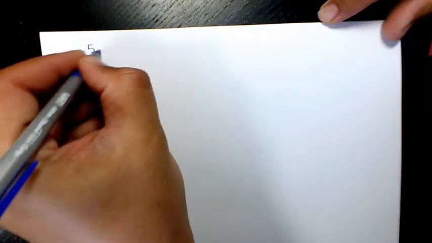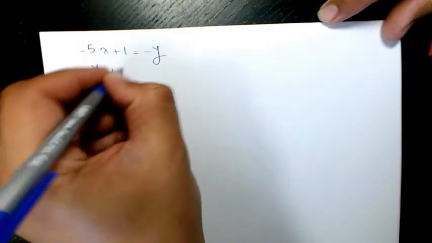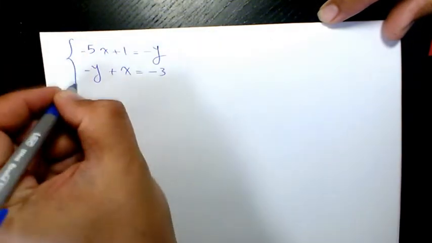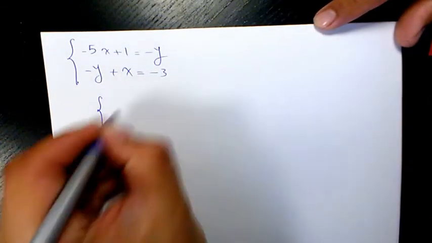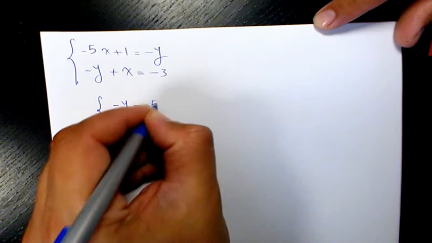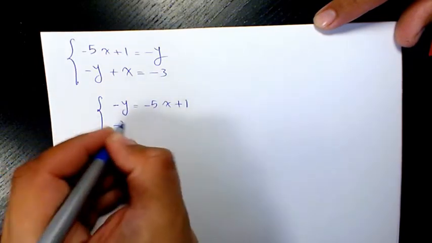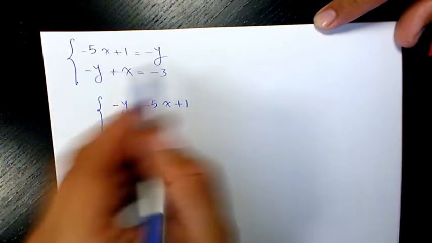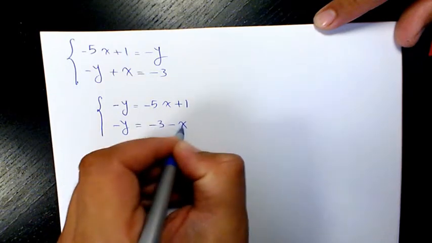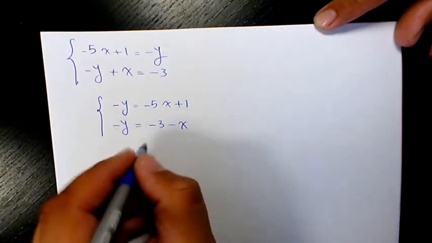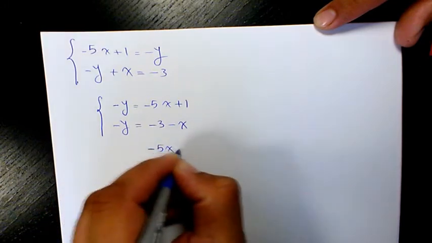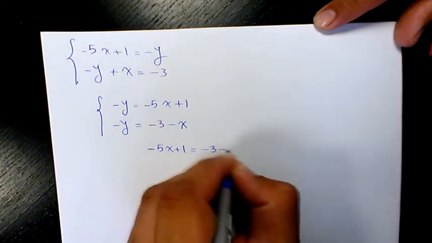Negative 5x plus 1 equals negative y. Negative y plus x equals negative 3. One method, I can write negative y equals negative 5x plus 1. Here, on the second equation, I keep negative y and move the rest to the other side, negative 3 and negative x. Then, since the left-hand sides are the same, the right-hand side must be the same as well. Negative 5x plus 1 equals negative 3 minus x.